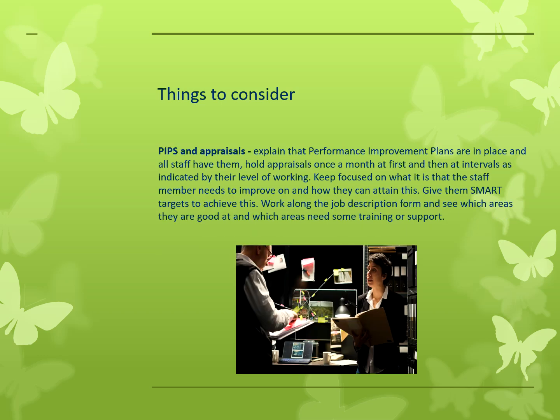PIPs and appraisals. Explain that performance improvement plans are in place and all staff have them. Hold appraisal once a month at first and then at intervals as indicated by their level of working. Keep focused on what it is that the staff member needs to improve on and how they can attain this. Give them SMART targets to achieve this and work along the job description form and see which areas they are good at and which areas need some training or support.